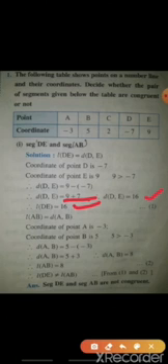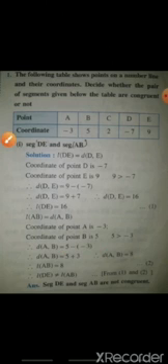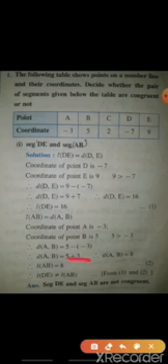Then AB. The next one is AB. Where is A here? A is here. The coordinate of point A is -3 and the coordinate of point B is 5. 5 is greater than -3, so 5 minus (-3) becomes 5 plus 3. 5 plus 3 is 8.